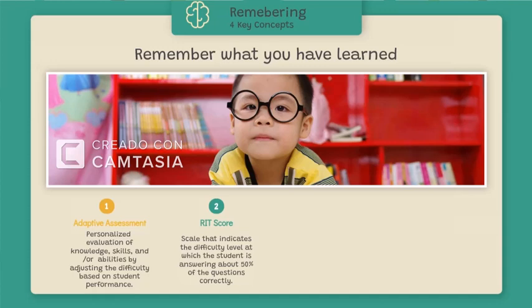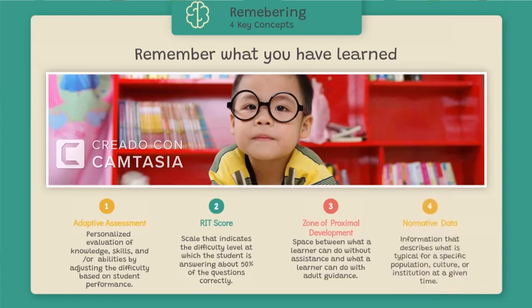Then, we talked about zone of proximal development, that is a space between what a learner can do without assistance and what a learner can do with adult guidance. Finally, we talked about normative data, that is information that describes what is typical for a specific population, culture, or institution at a given time.